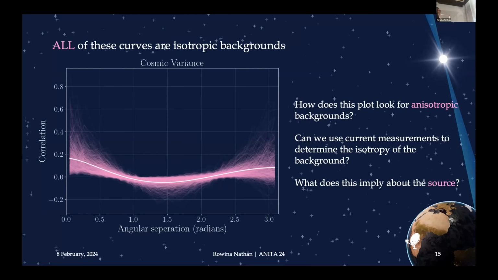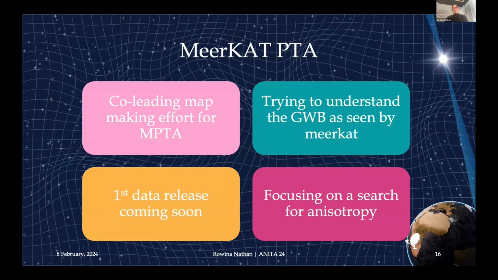The next thing to look at is how this plot would look for an anisotropic background. Can we use the measurements that we currently have of the gravitational wave background to determine if it's isotropic or not? And then what would that imply about the source? But I got shifted off the theoretical side of understanding the gravitational wave background, because the MeerKAT pulsar timing array data release is imminent, and they need to make maps of their gravitational wave sky so they can see what the gravitational wave background looks like as seen by MeerKAT.